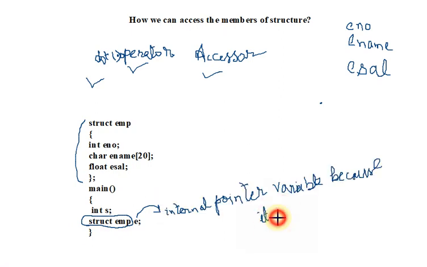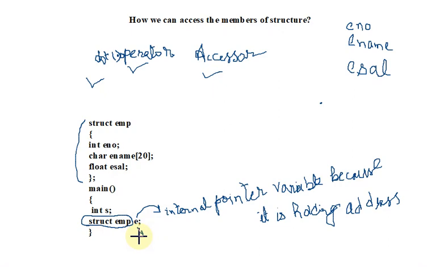This is a variable and is also known as the internal pointer variable. Why? Because it is holding an address. So you can say this e is a variable, and this is an internal pointer type of variable. Why? Because it is holding the address.